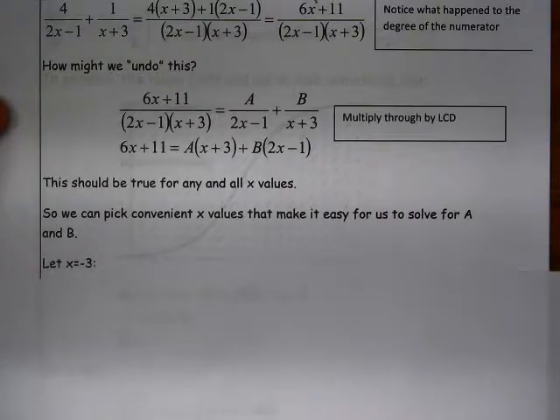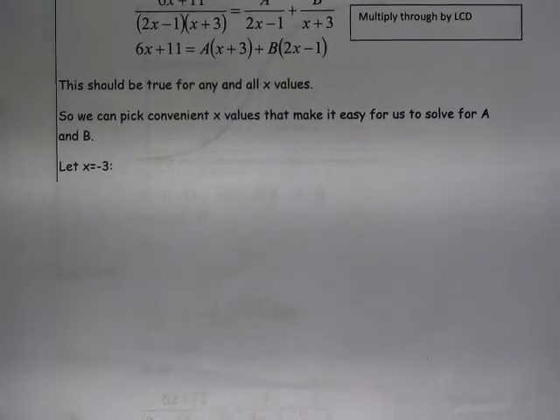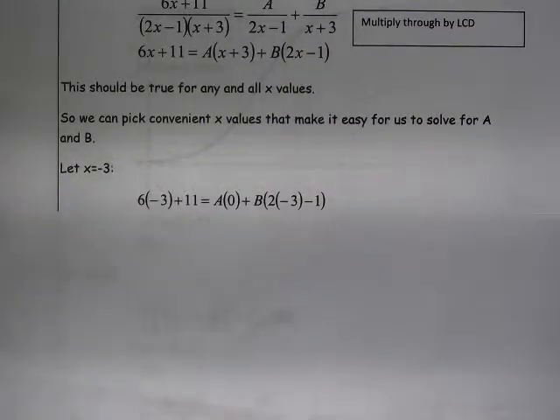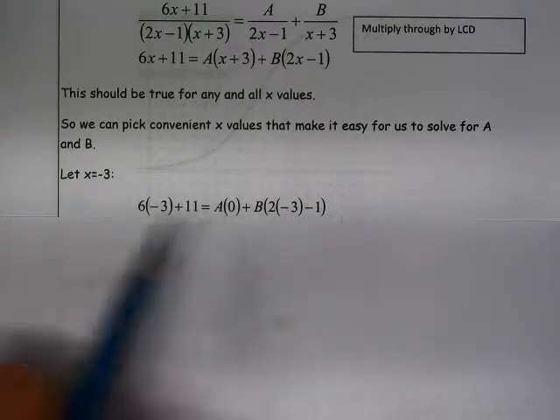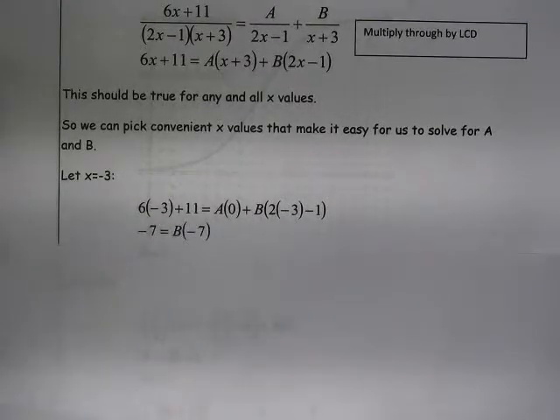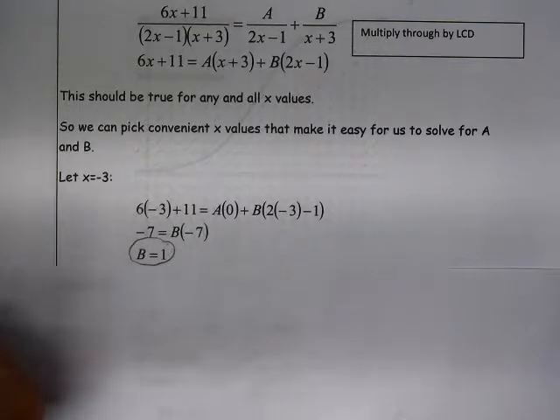So that's what we're going to do. We're going to first let x equal -3, and then the factor that a multiplies by becomes a 0. We can work this out and then solve for b, and we can get b equals 1. Alright, so we've got half of our answer right there.